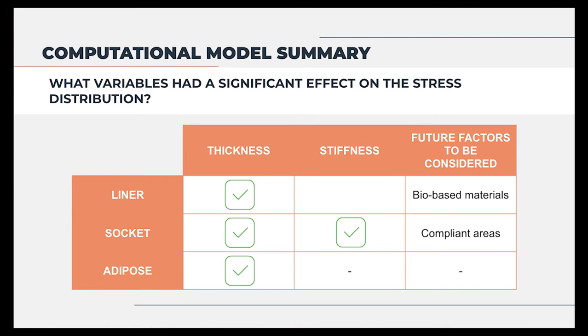Likewise, it has been indicated through the literature that a socket which has compliant areas corresponding to pressure-sensitive areas of the stump can significantly reduce stress in these areas where damage does occur. These levels of complexity fall well outside the scope and time frame of our project, but offer future ideas for improvement.